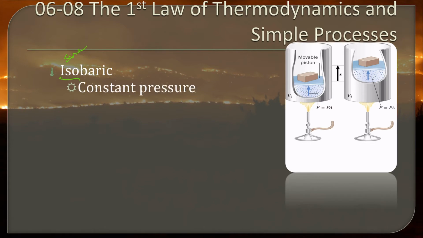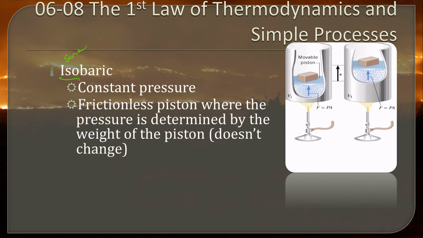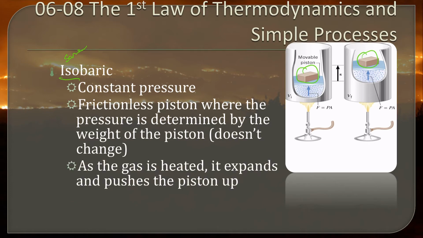For example, in our picture, we have a frictionless piston where the pressure is determined only by the weight of that block that's on the piston. So as we change our temperature, it's actually going to increase the volume of the gas and move that block up, move the piston up. So we can do work. We can apply a force over a distance. So the gas is heated, expands, and pushes the piston up, and our work is the force times the distance.